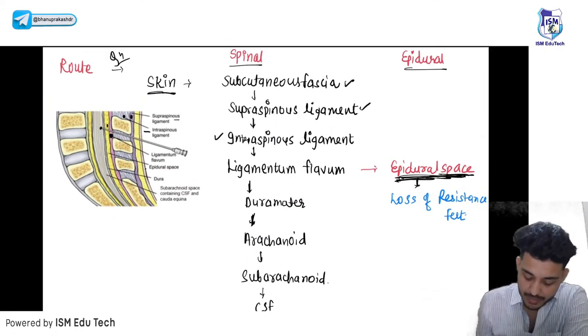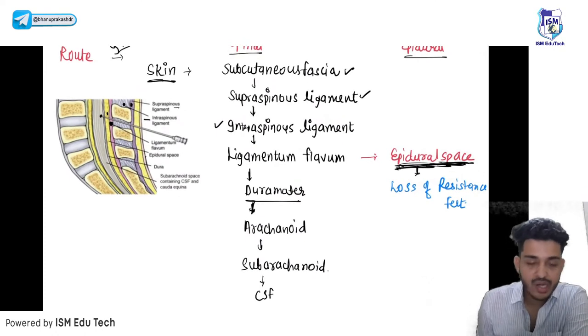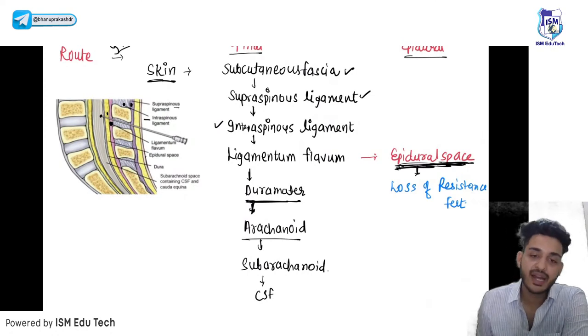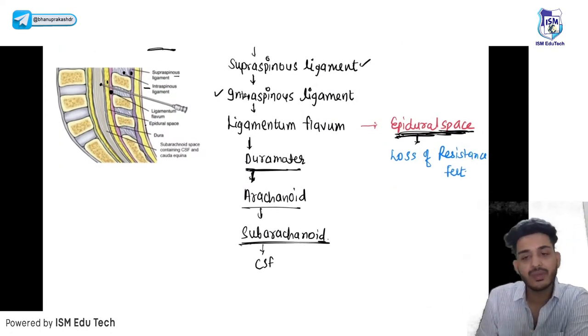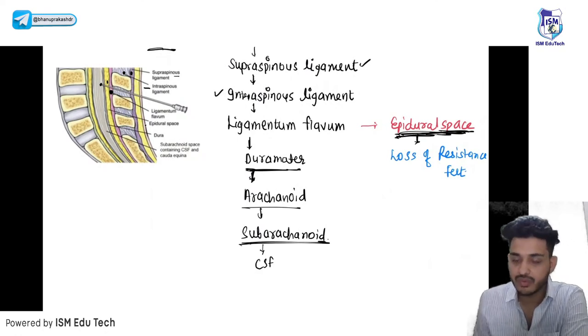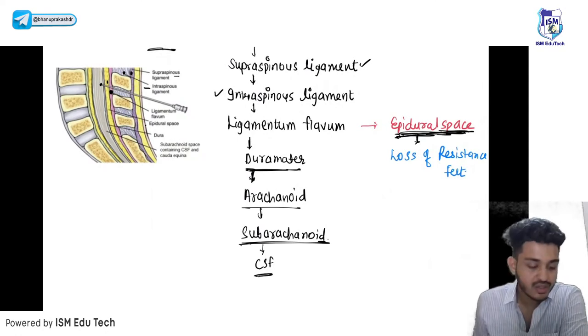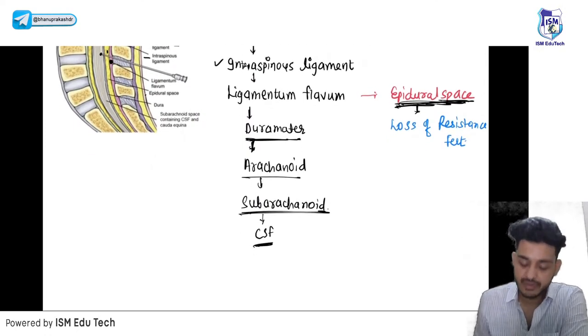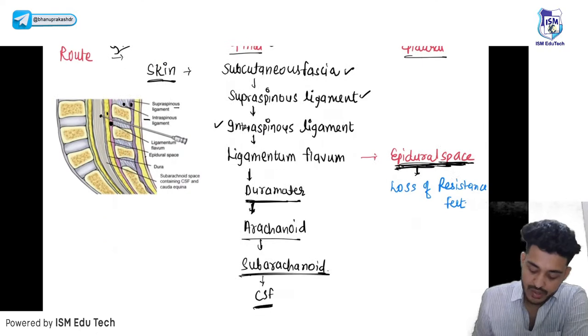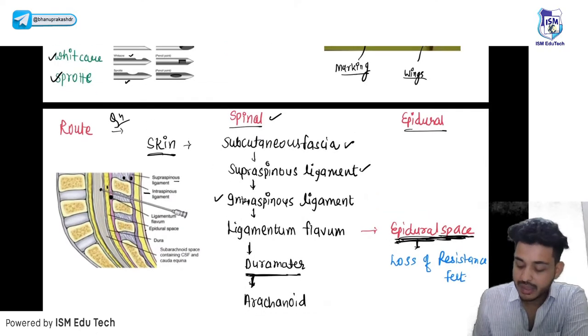Below this will be dura. Epidural means above the dura. Below this will be dura mater, then arachnoid mater, then subarachnoid, and the last one will be pia mater. Here you won't find pia mater, this will be your CSF. So if you want to give spinal, you will be injecting your drugs here. If you are giving epidural, you will be injecting your drugs here.